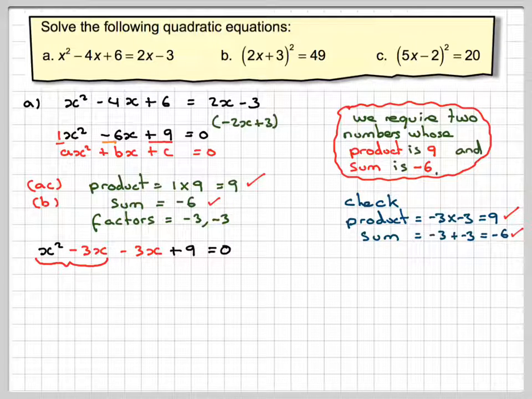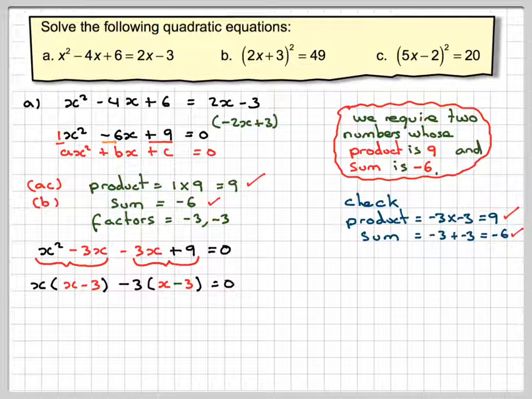Group the first two together. What's the common factor? x. So you're left with x minus 3. Bring down the minus sign. Group these two together. What's the common factor? 3. And you're going to get x minus 3 is equal to 0. If you factorize that out, x minus 3, you're going to be left with x minus 3. So you could write x minus 3 squared is equal to 0.